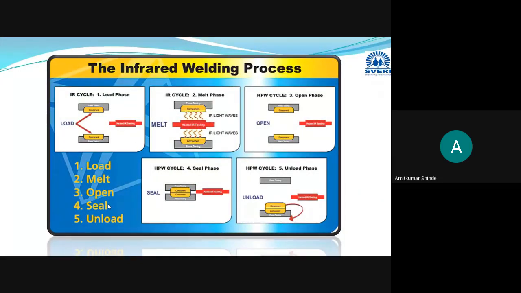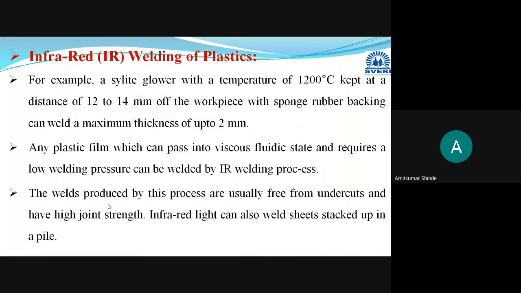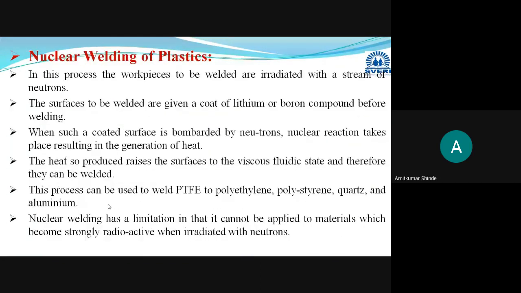Then after this infrared welding process, we will move towards the next type, that is nuclear welding of the plastic. This is the last type from your chapter, welding of the plastics. After this, the chapter will be completed.